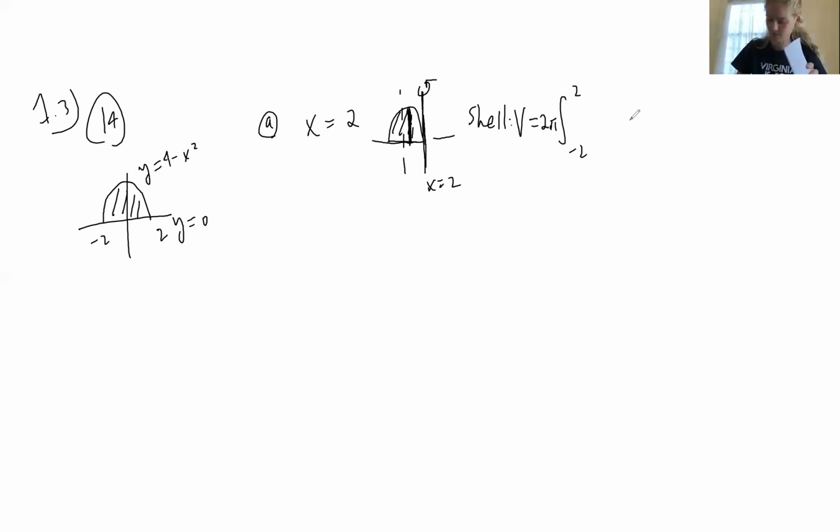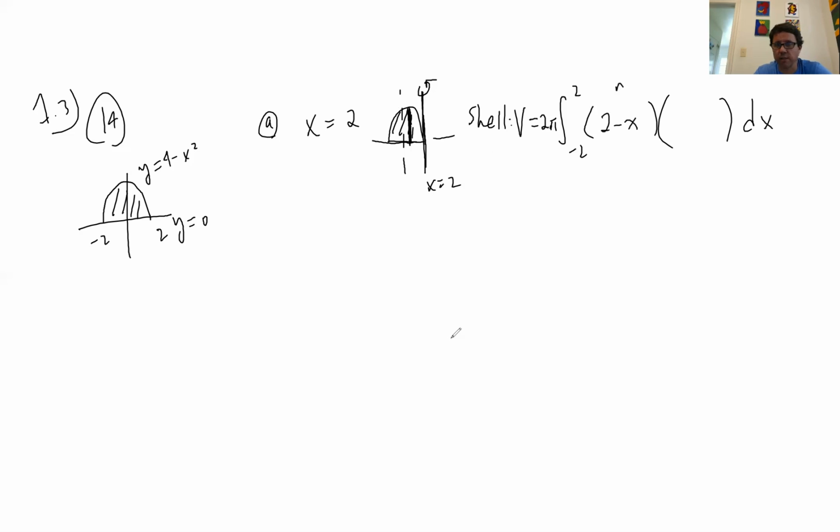The radius is one thing. The height is going to be given by the function. The radius is almost always x, except now you've moved the revolution axis to the right. So that's going to be 2 minus x as your radius. Again, it's either x or x minus something if it's on one side, or something minus x if it's on the right side. The height is just 4 minus x squared. It's just the y coordinate of that strip. So that's really the setup for part A.